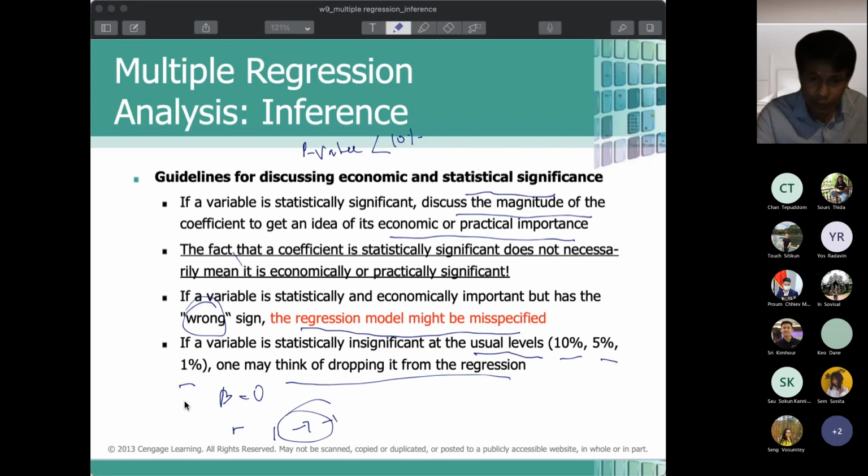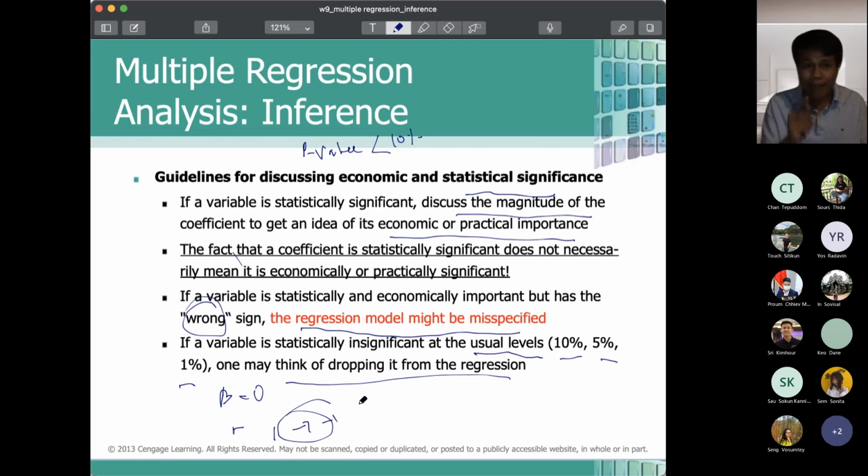There is a message asking, what do you mean by wrong sign? Wrong sign here is the sign of the coefficient. For instance, you want to estimate the effect of education on weight, right? What is your assumption? You believe that education increases weight. Agree with me? Education should increase your weight, right? However, if you run the regression, you find that education has a negative significant effect on weight. That we call wrong sign.